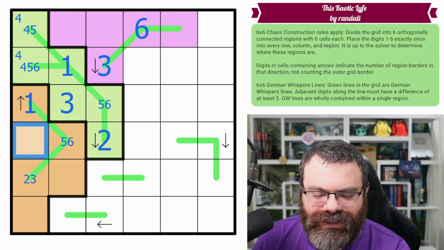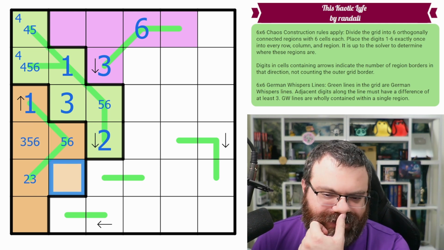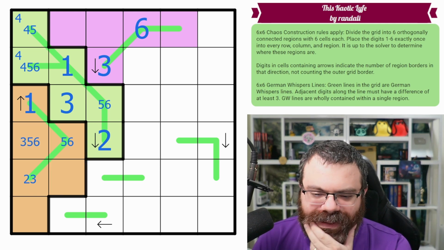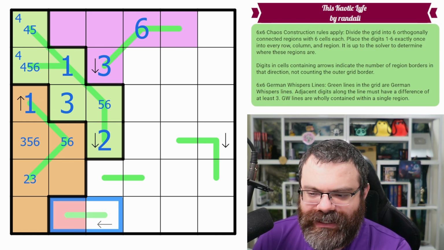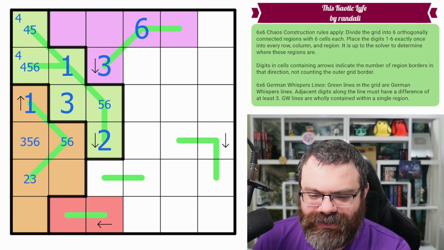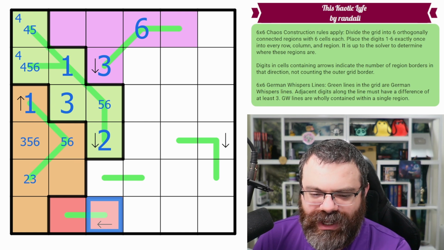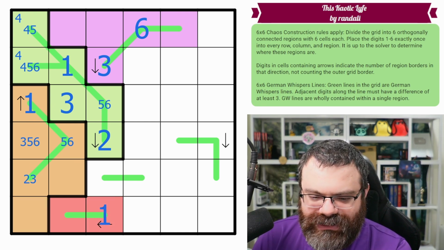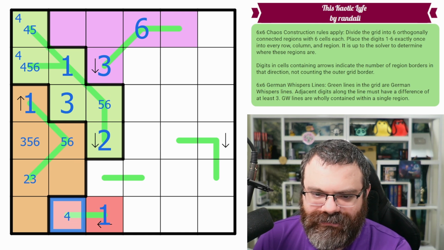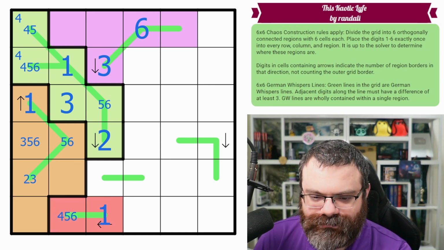This can't be 1 or 2 or 4, so this is 3, 5, 6. I'm not sure if it's necessary to pencil right now. All right, so let's start a region here. Let's call it red. And red obviously takes both of the German whispers. Now this cell here has to be a 1 because it only sees one border. We know all the borders to its left. And so now this is going to be from 4, 5, 6. It could be any of them.